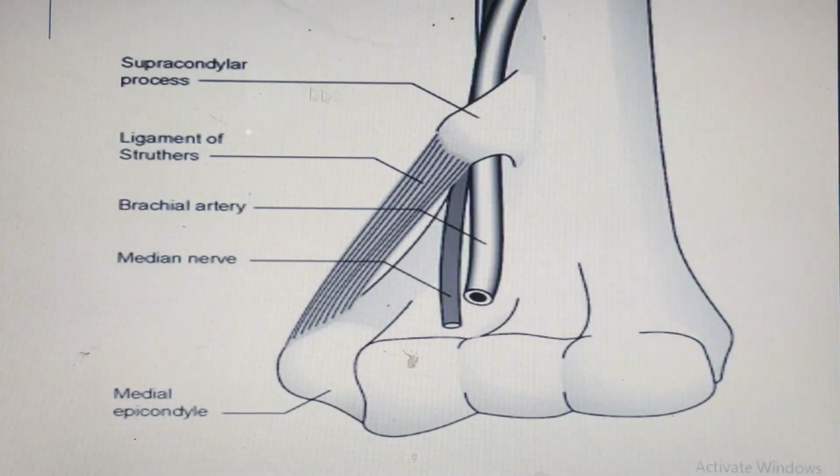So the supratrochlear spur. But there's a ligament which attaches from this supracondylar spur all the way to the medial epicondyle, therefore creating a tunnel over here through which two of the medial contents of the cubital fossa run, and those are the median nerve and of course the brachial artery. So these are the things which you should actually know.